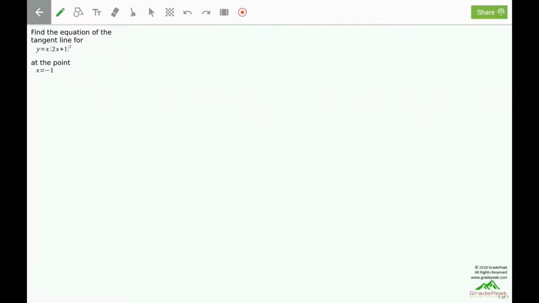So the first thing we're going to do is find the corresponding y coordinate by plugging that x coordinate into the function, which is y equals x times (2x plus 1) quantity cubed. So the y coordinate will be found by plugging in a -1 into that y expression. So I will have -1 times (2 times -1 plus 1) quantity cubed.